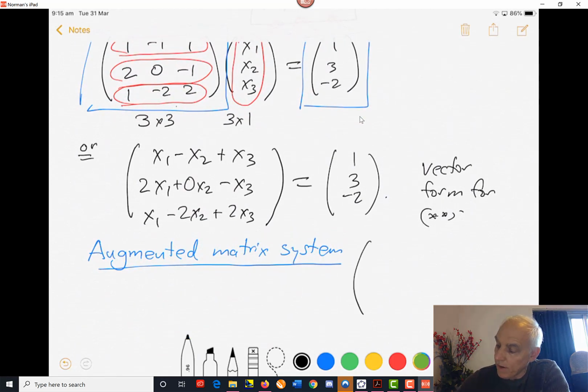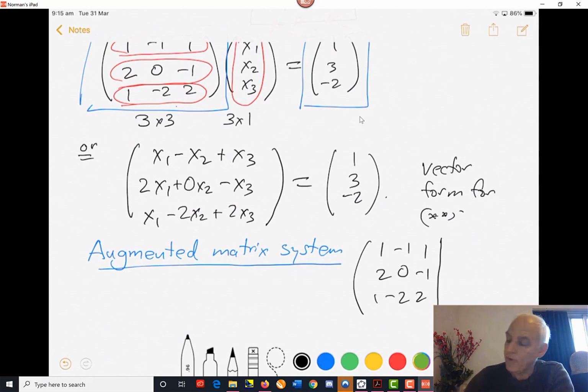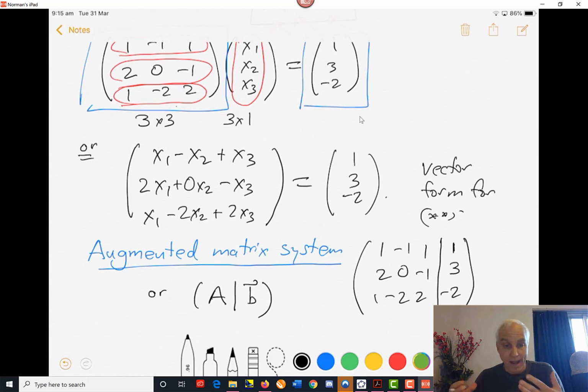So maybe I can squeeze it over here. 1 minus 1, 1, 2, 0, minus 1, 1 minus 2, 2, and then we put a bar across to separate from the right-hand side, which is just this matrix of constants on the other side. So another way of saying that is we're taking the matrix of coefficients, which we are calling capital A, and the vector of constants, which we're calling B, and we're putting them together, sort of augmenting the matrix A with another column, and we're calling that the augmented matrix of the system.